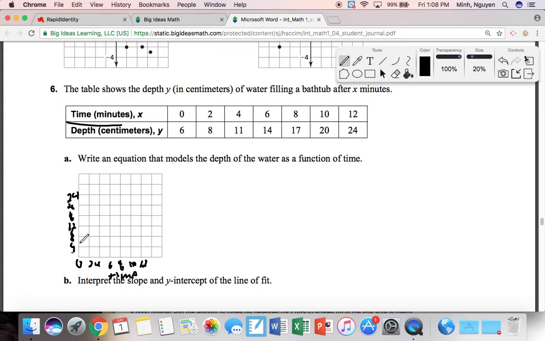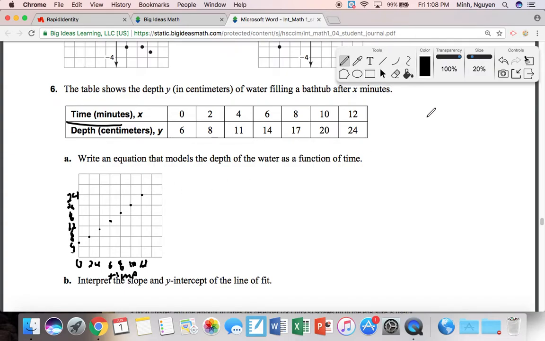0, 6. So that's between 4 and 8. 0, 6. 2, 8. 4, 11. 6, 14. 12, 16, 14 is right in the middle. 8, 17, which is just above 16. 10, 20, and 12, 24.